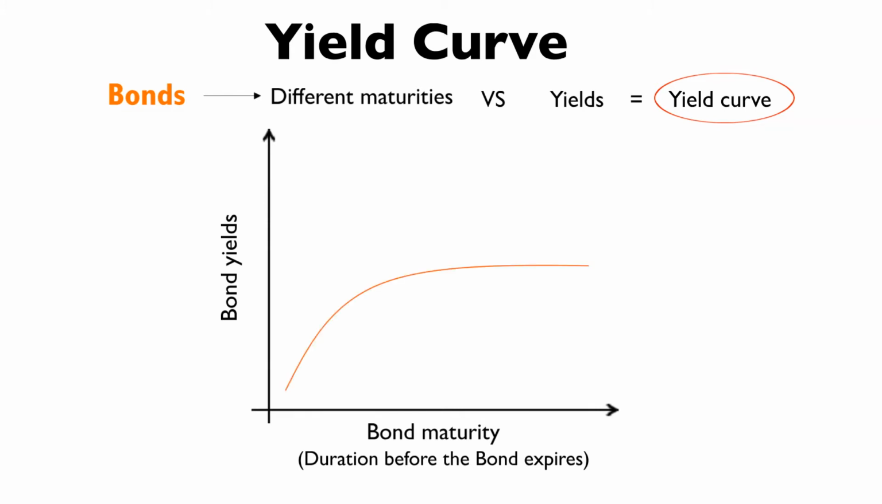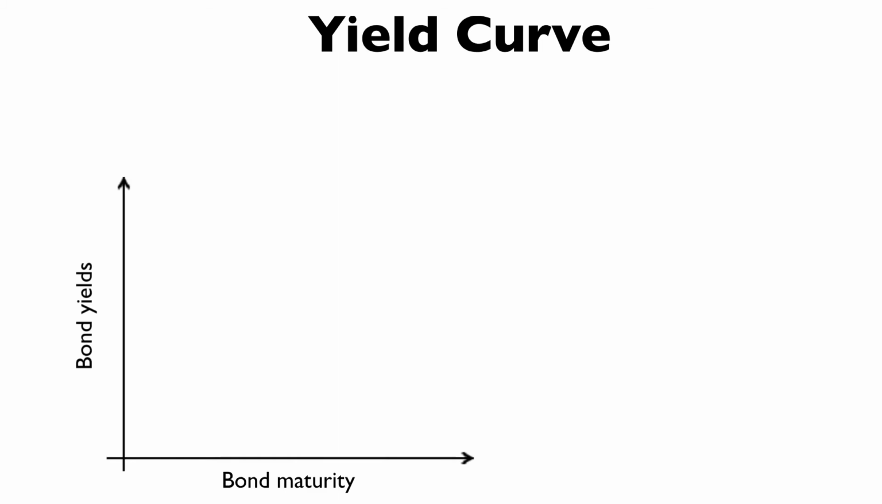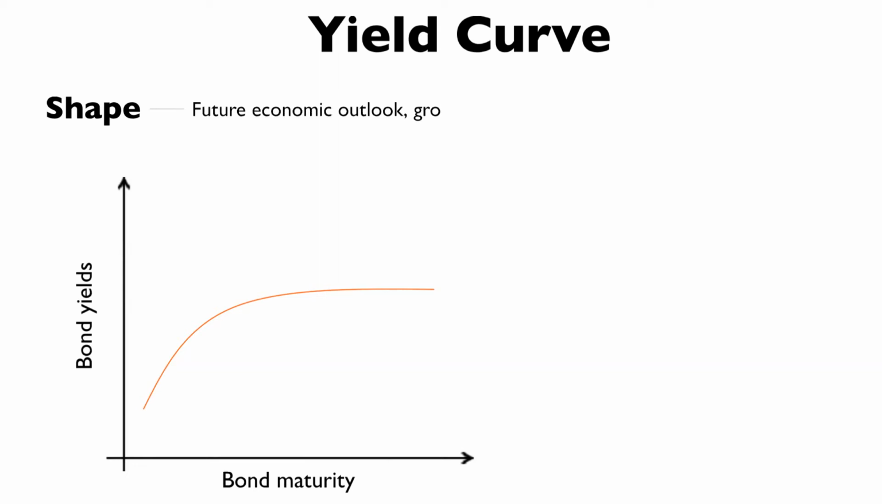You can use any combination of bonds with different maturities to plot our yield curve. But when analysts refer to the yield curve, they are usually referring to the treasury bonds which are paid by the Kenyan national government. So why do analysts and investors care so much about the yield curve? One of the main reasons is because of its shape. The actual shape of the yield curve can provide insights into the future economic outlook, growth, and even inflation rates.